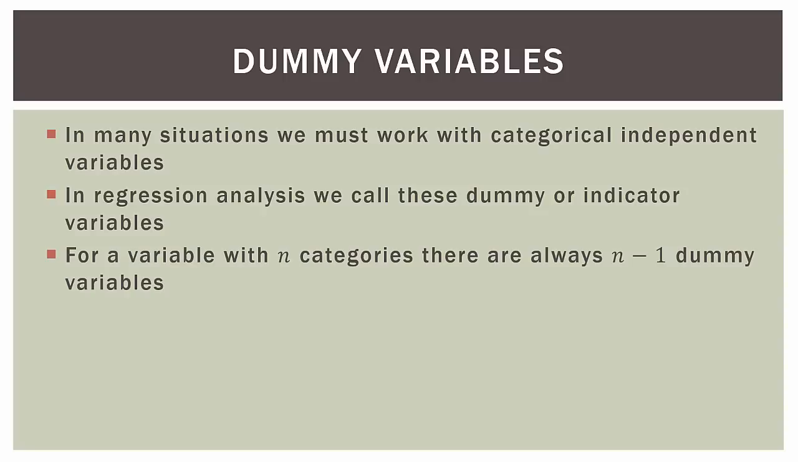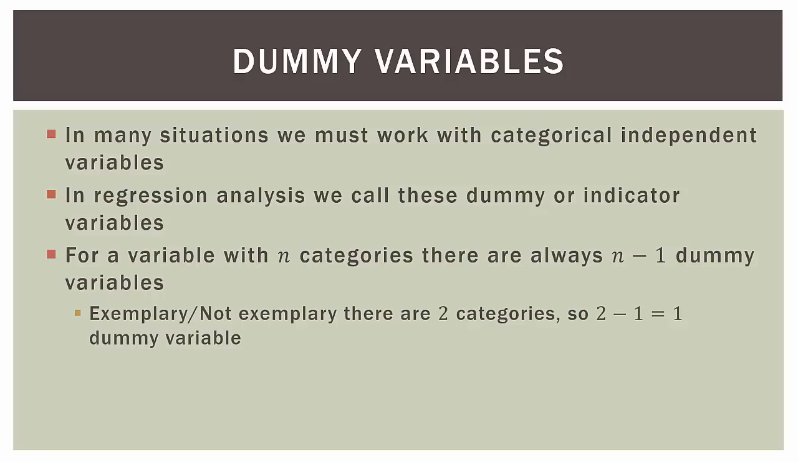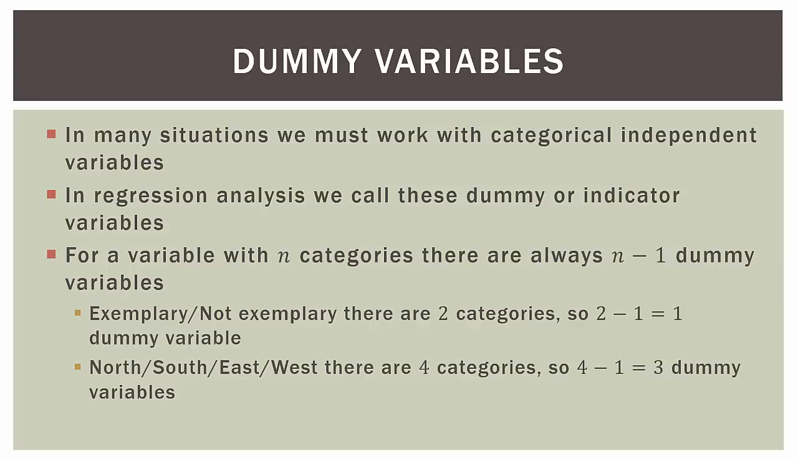So for example, in this case, we have exemplary high schools and not exemplary high schools. Therefore, there are two categories. So 2 minus 1 equals 1 dummy variable. And we saw that in our original data. We had one dummy variable that represented the exemplary schools and the non-exemplary schools with ones and zeros. Now, not related to this problem necessarily, at least yet, let's say we have four categories, north, south, east, and west. So there are four categories, so 4 minus 1 would equal 3 dummy variables, and we'll look at that here in a second.